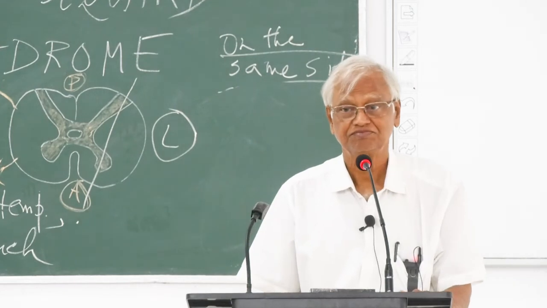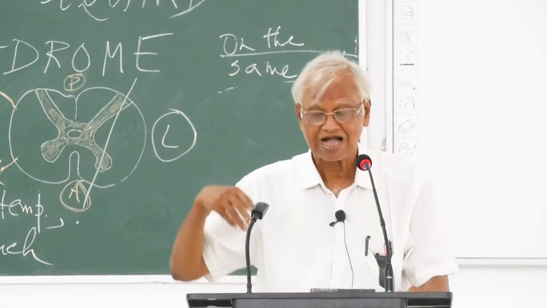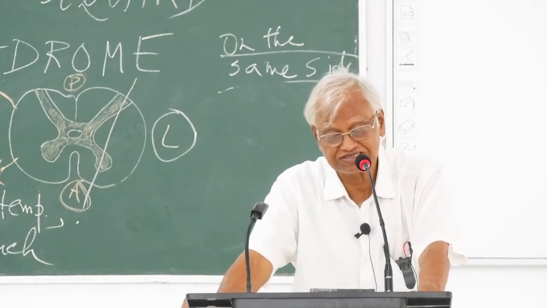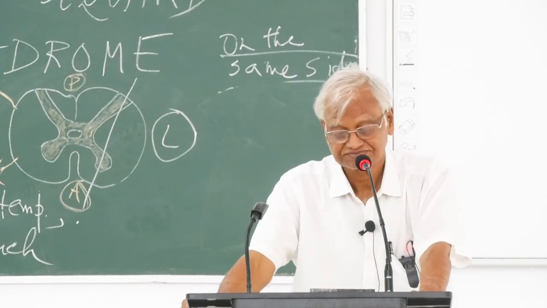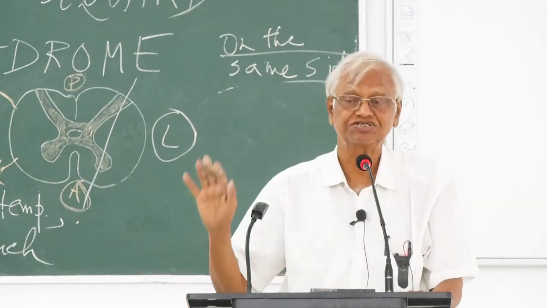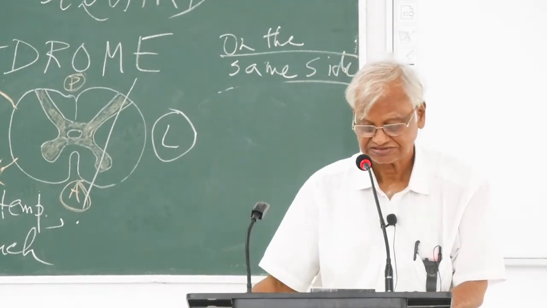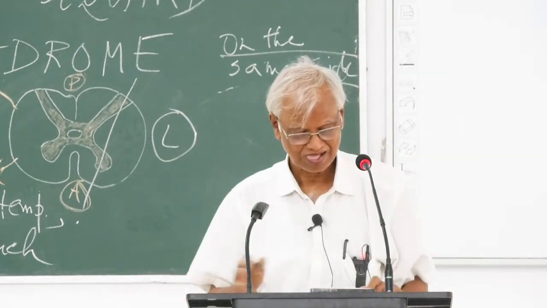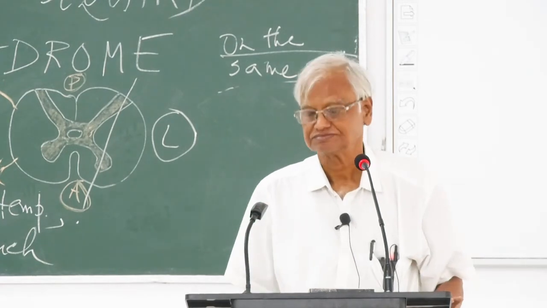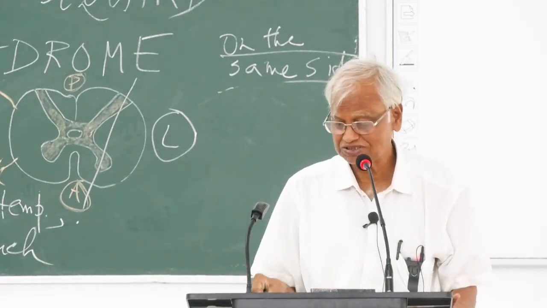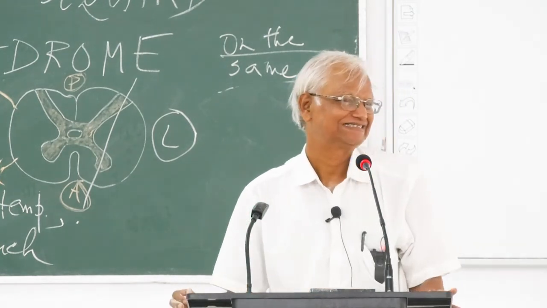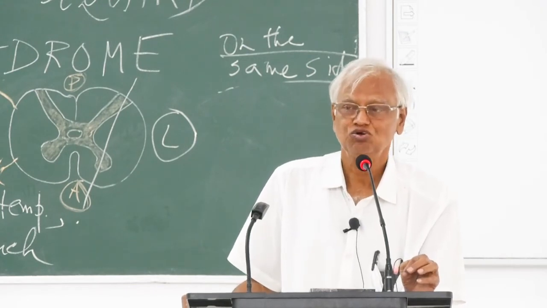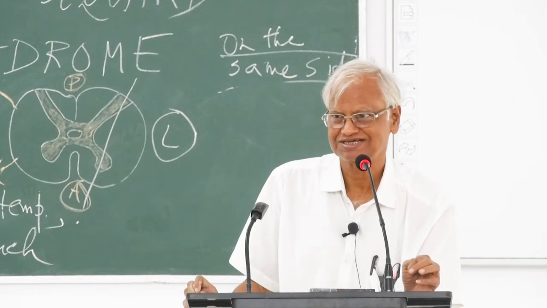So below the lesion, on the same side, upper motor neuron features, and sensory effects: loss of fine touch, joint sensation, vibration sensation. But crude sensations are retained because they are not present on the same side, they go to the opposite side. Now, you may be wondering, I don't know whether you are wondering, what is upper motor neuron lesion and what is lower motor neuron lesion? Do you know it?